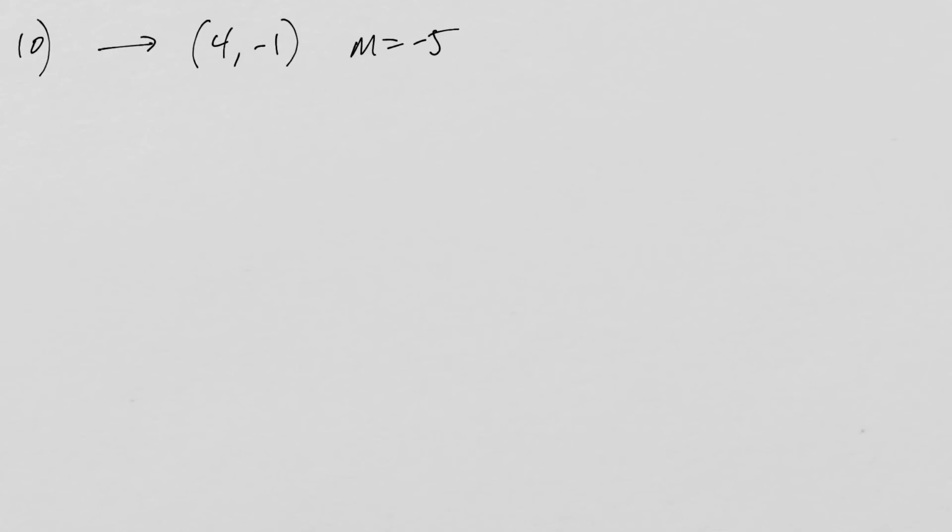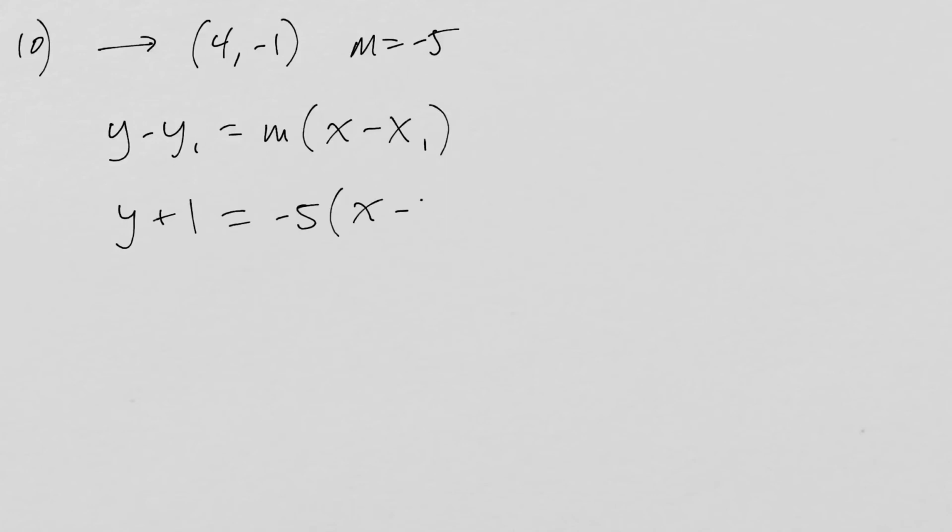Okay, so here we already have a slope, so we're ready to go right into point slope form. So y minus y1 is equal to m times x minus x1. So y minus negative 1 is plus 1. Negative 5 times x minus 4. So y plus 1 is equal to negative 5x plus 20.